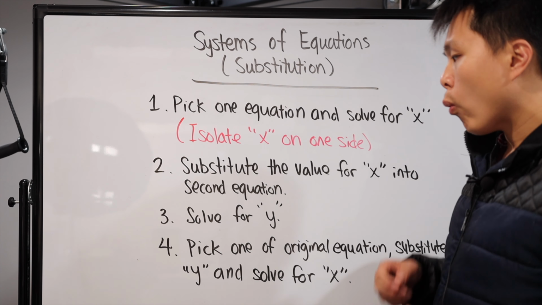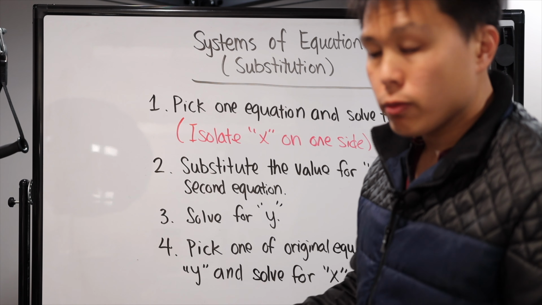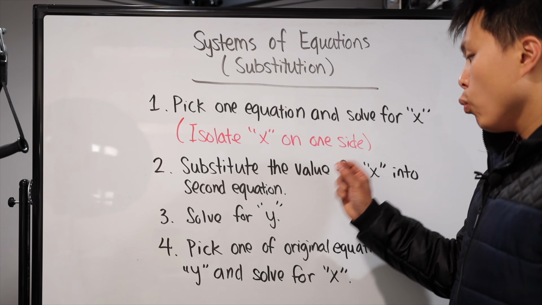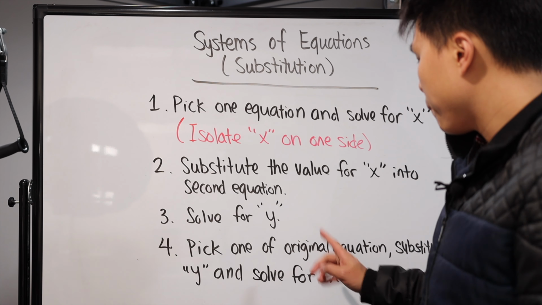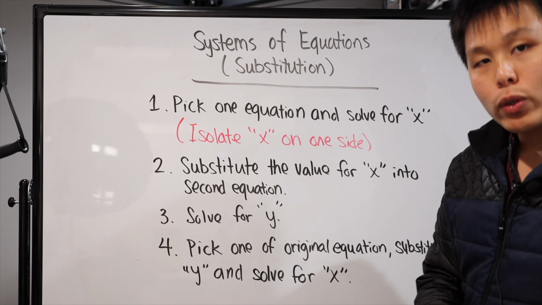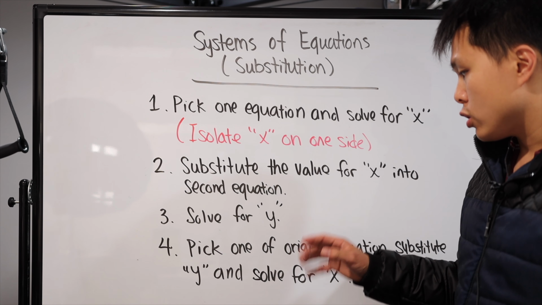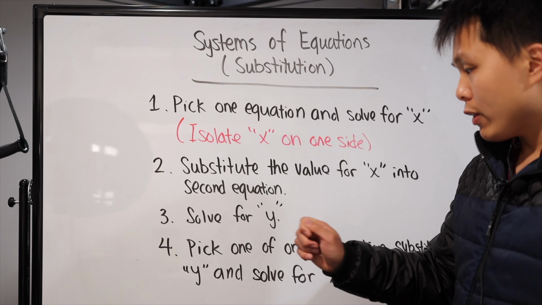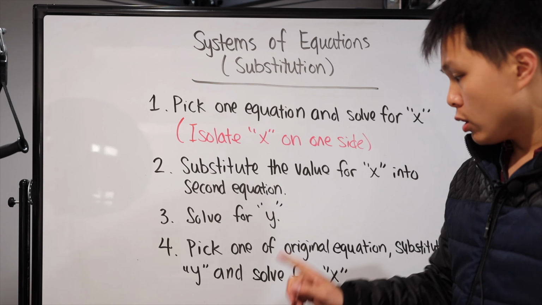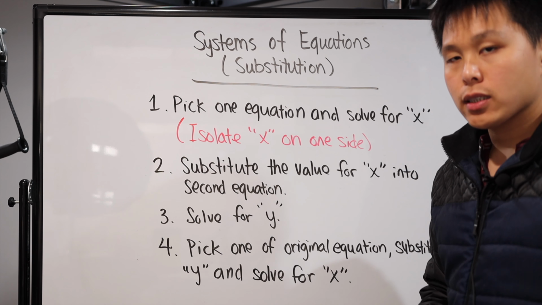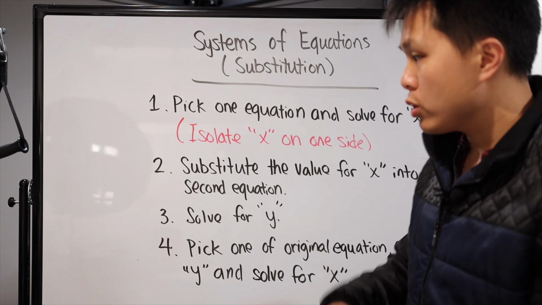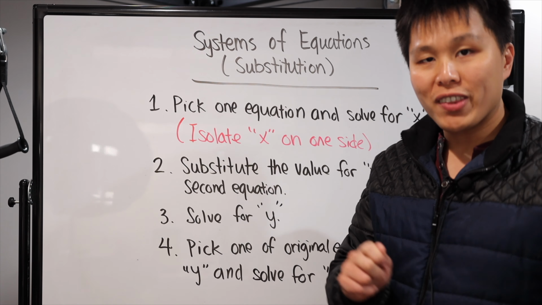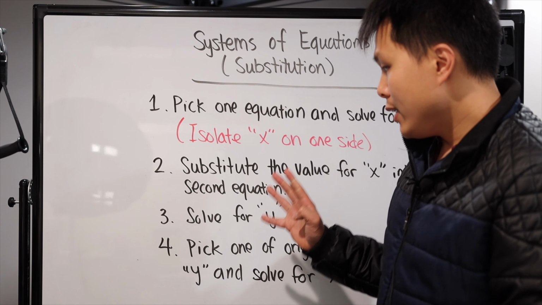Once you solve for y, it's an actual number now. It's not isolating. So with that actual number for y, what you do for step 4 is pick any one of the 2 original equations, plug in y, whatever that number is, and then solve for x. After you solve for x, you have what y equals and what x equals. Therefore you have solved the system of equations. So it's these 4 steps.